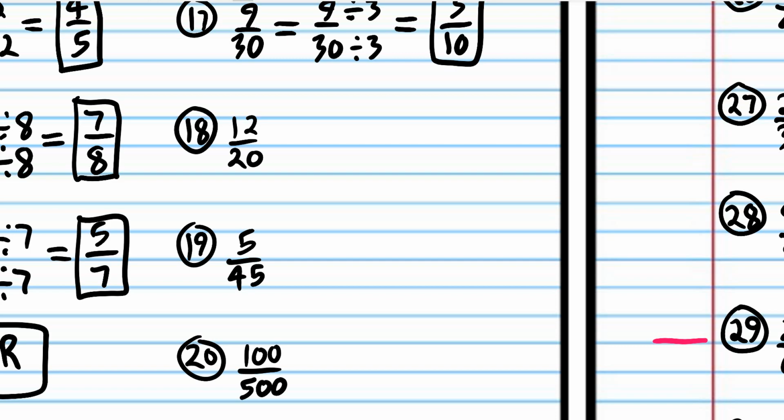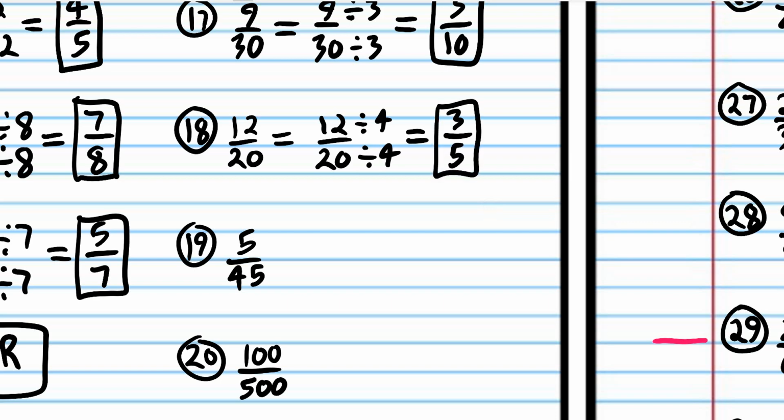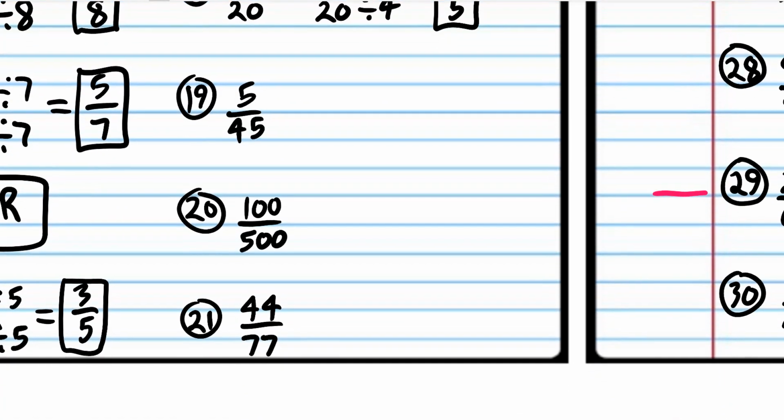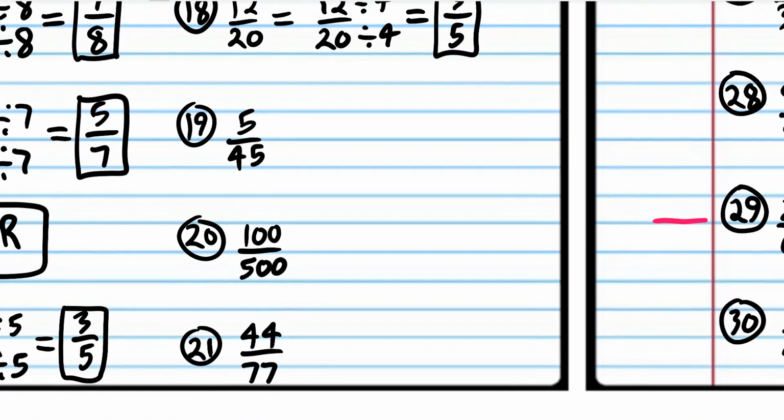All right, we're back. Divide both sides. The quickest way to do it is to use your multiplication facts and divide both sides by 4, and you get 3 over 5. And that's reduced to lowest terms. Now, number 19 is a little different.